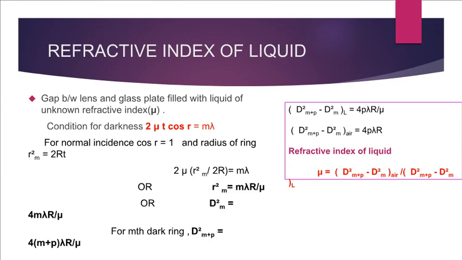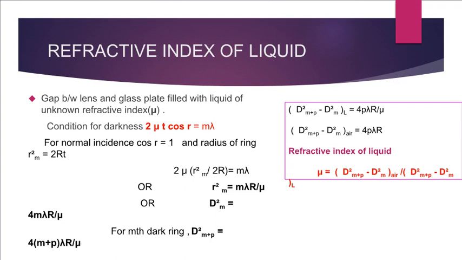Dm square equals 4 m lambda R divided by mu. As earlier, if we write the expression for the difference of squares of the (m plus p)th and mth ring diameters, for the liquid film D(m plus p) square minus Dm square equals 4p lambda R divided by mu. And for the air film, D(m plus p) square minus Dm square equals 4p lambda R. Taking the ratio of both, we can write the expression for the refractive index of the liquid mu as the ratio of D(m plus p) square minus Dm square for air divided by D(m plus p) square minus Dm square for the liquid.